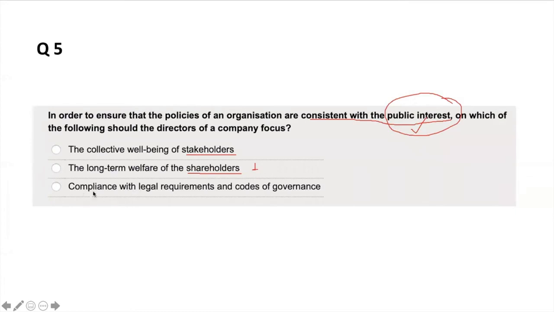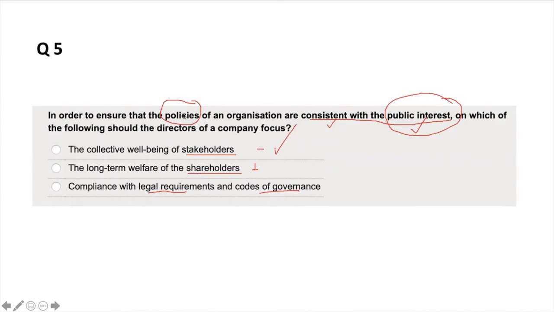And finally, compliance with legal requirements and codes of governance. So legal requirements and codes of governance could be just regulations for the company. Now let me read it back so we can understand that this is not the answer. In order to ensure that the policies of an organization are consistent with the public interest, which means that everything the company does, the policies are consistent and they take everyone into consideration, the directors should think about, of course, all the stakeholders, which should be the answer here.